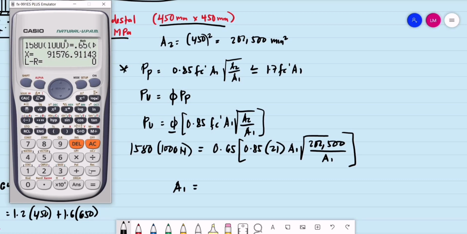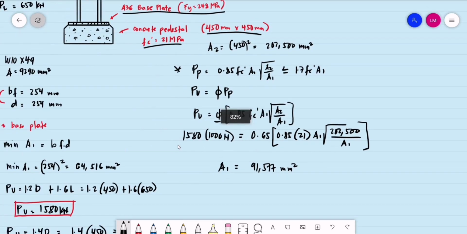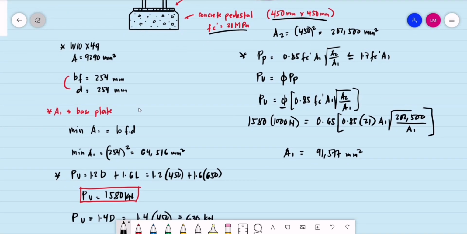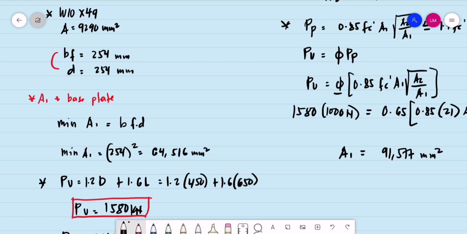So that's 91,576.91. Let's say, just to use whole numbers, 91,577 square millimeters. And basically, what is our reference value for area 1? What is the minimum area 1 a while ago? So this is our minimum area 1.